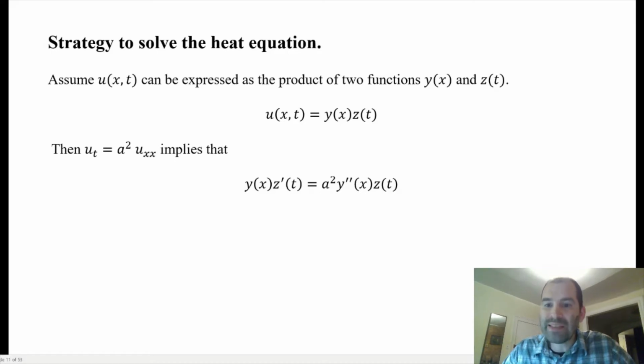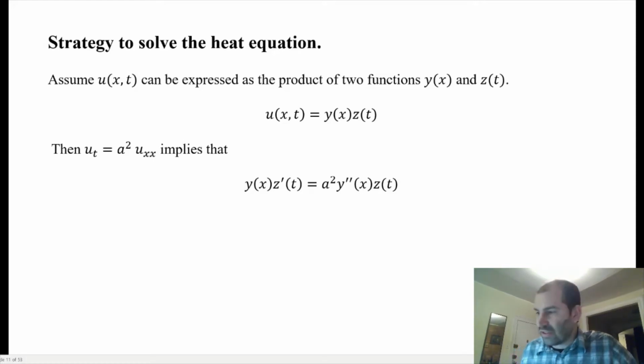This may seem like an unreasonable assumption. Why can we get away with this? Well, we'll see that even though it seems a little wild, in the end, it's going to produce something that makes a lot of sense. So we're going to start with this assumption.